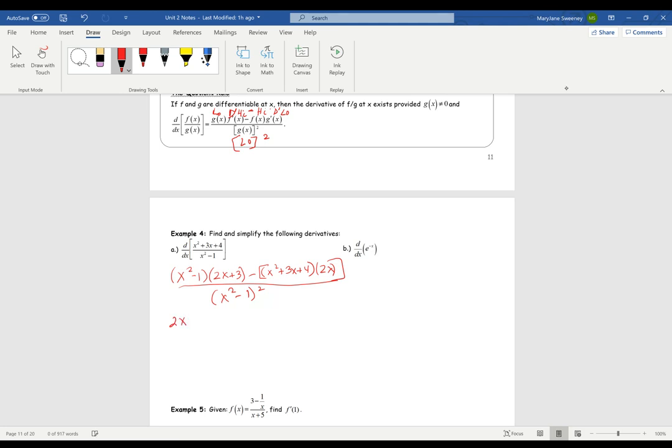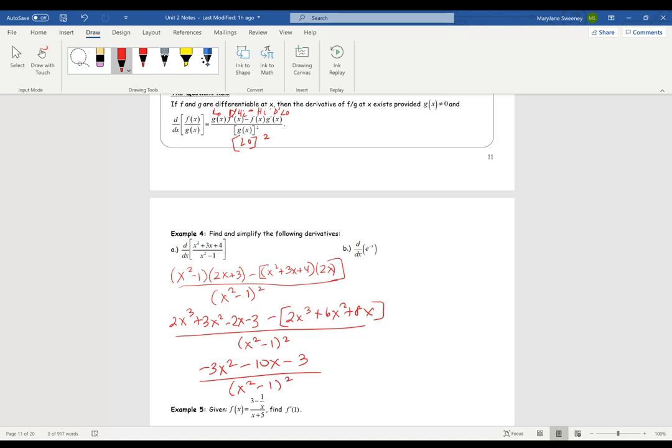So if I FOIL through the top, distribute, over the low squared. 2x cubed minus 2x cubed is 0. 3x squared minus 6x squared is a negative 3x squared. Negative 2x minus 8x is a negative 10x. And then we have that minus 3 over that denominator squared. So this is my answer.